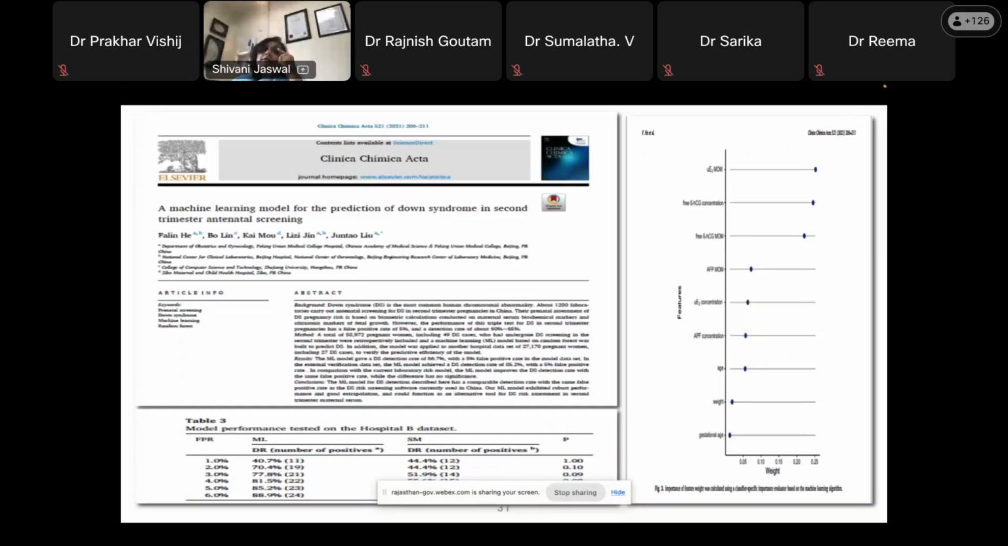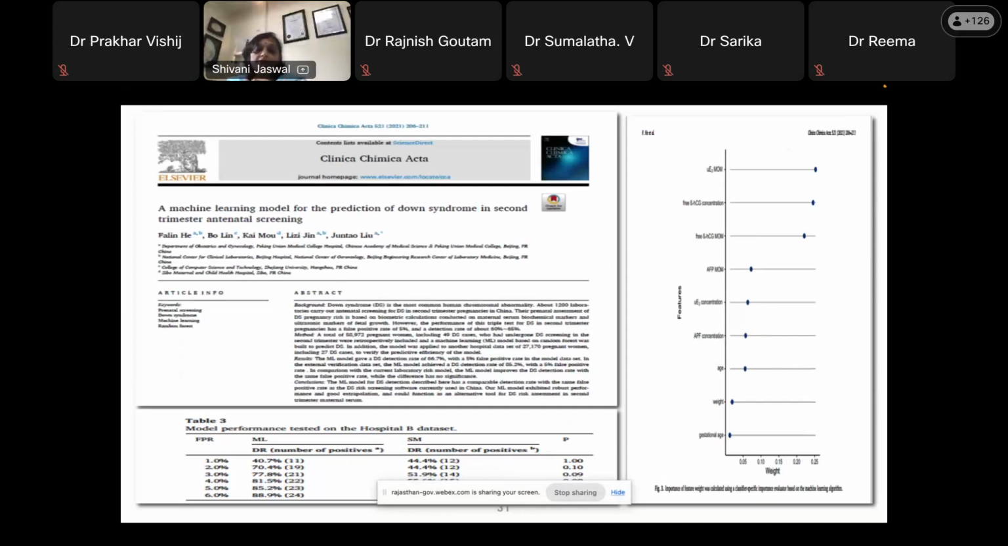This is another example of a model that has been developed for the prediction of Down syndrome in second trimester antenatal screening. So we all know that antenatal screening is done. Now, why I have shared this is because I wanted to go into a little bit of detail of what they did. They used a random forest machine learning supervised learning model, and they used data from 58,000 pregnant women to train this model to predict Down syndrome.